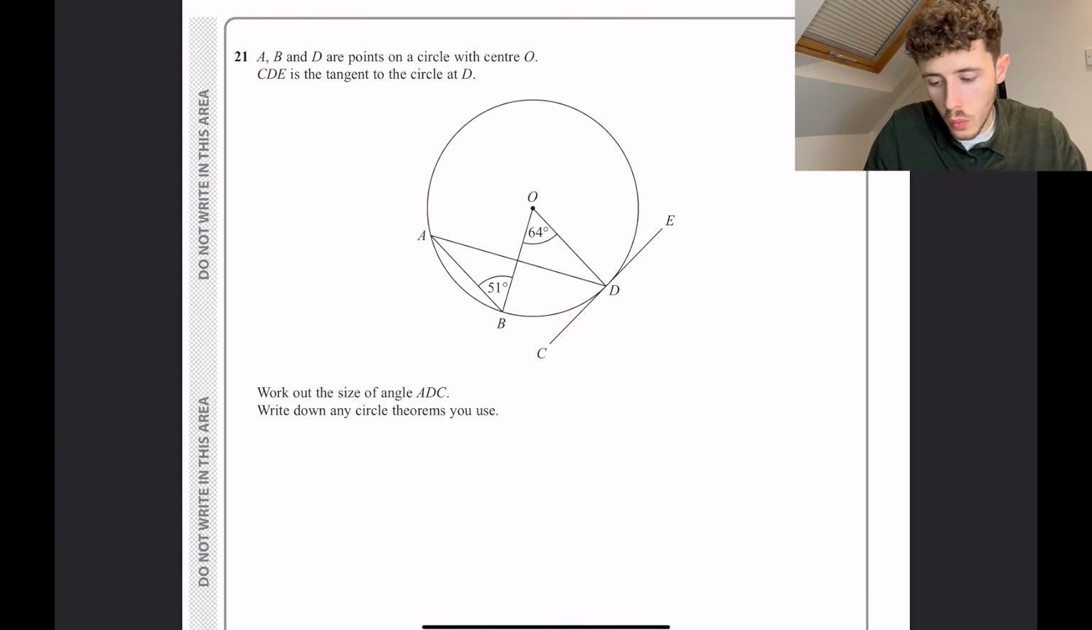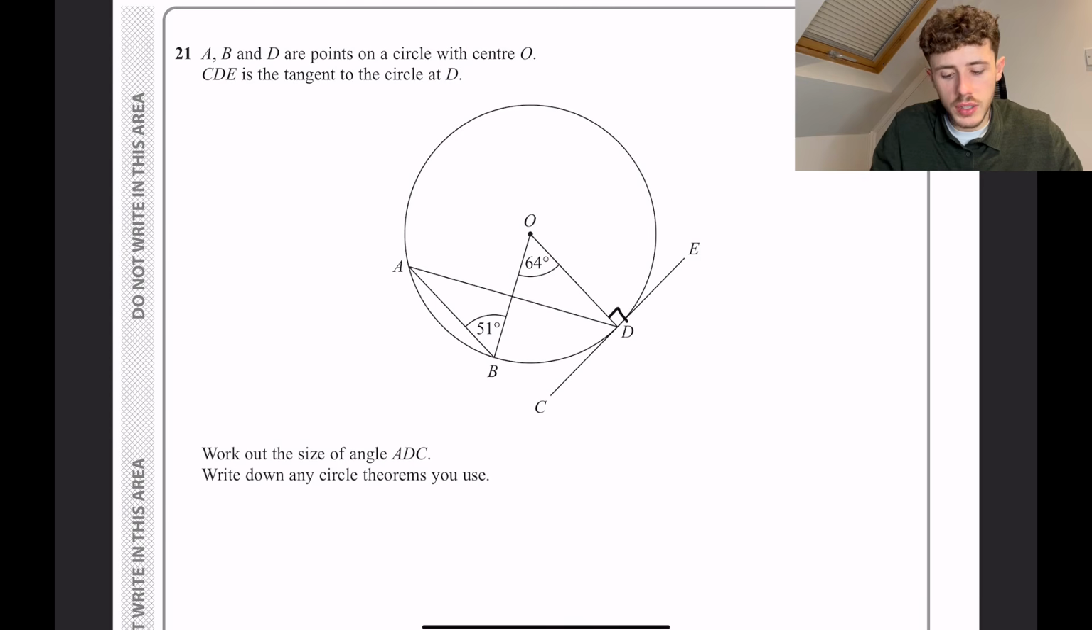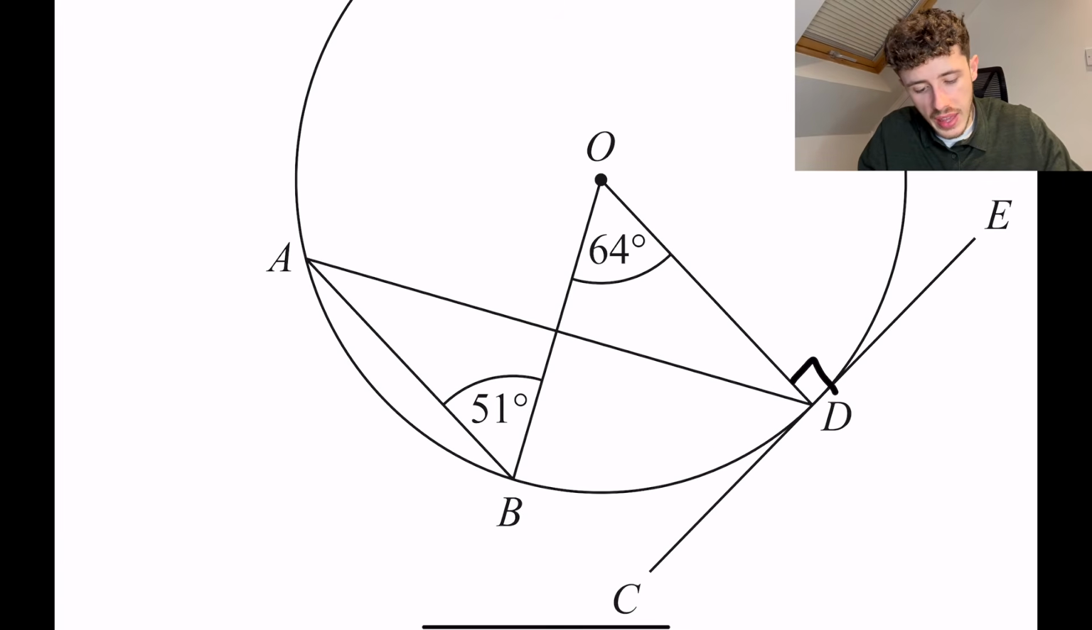Question number 21. CDE is a tangent to the circle at D. That is very important. Work out the size of angle ADC. Write down any circle theorems you use. So we know it is a tangent, so that is a right angle. This next bit is quite difficult to spot, but it uses the circle theorem that the angle at the centre is double the angle at the circumference if they come from the same two spots on the circumference of the circle, which you can see they do in this case. So angle BAD, this one here, is 32 degrees.